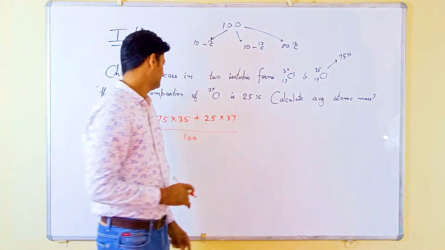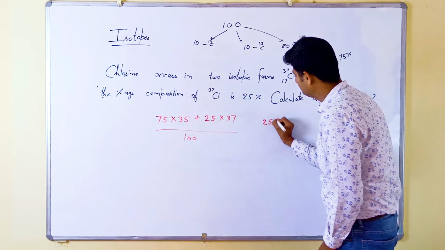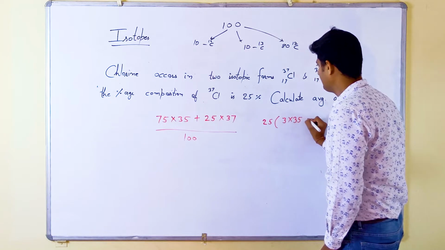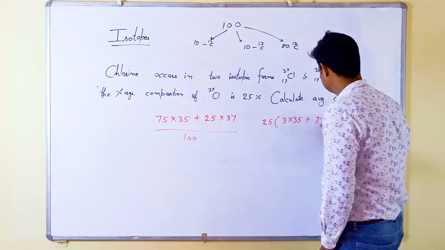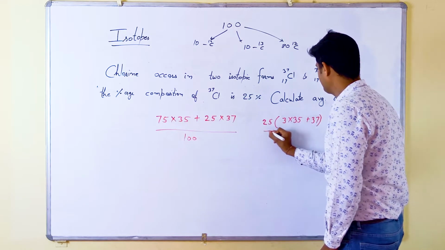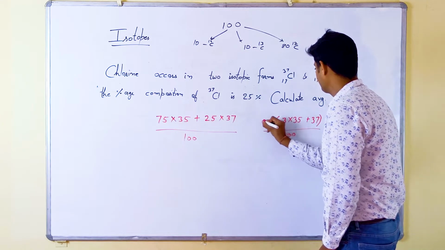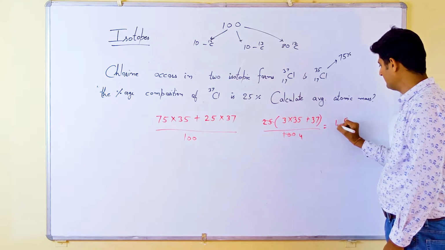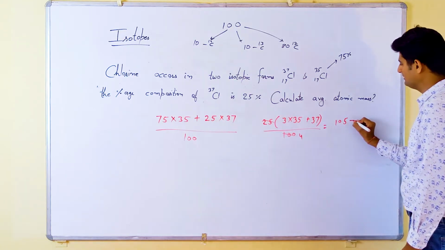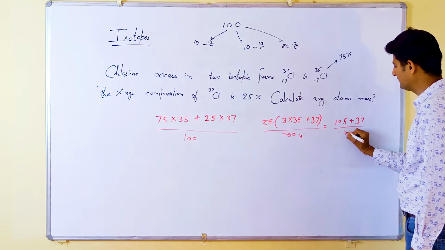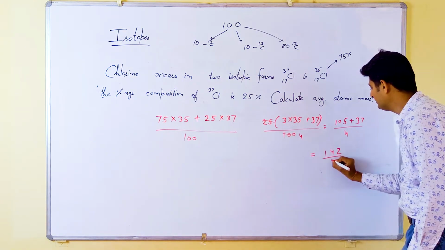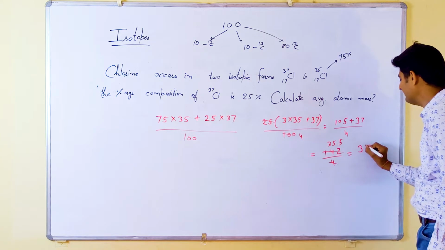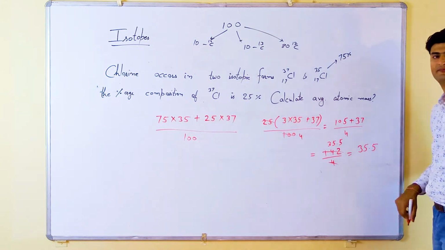It looks simple, I think. I am taking 25 common. What am I going to get? 3 into 35 plus 37, divided by 100. It will come as 4. So 35 into 3 will be 105, plus 37, divided by 4. It will come as 142 divided by 4, which is 35.5. So we got the average atomic mass as 35.5.